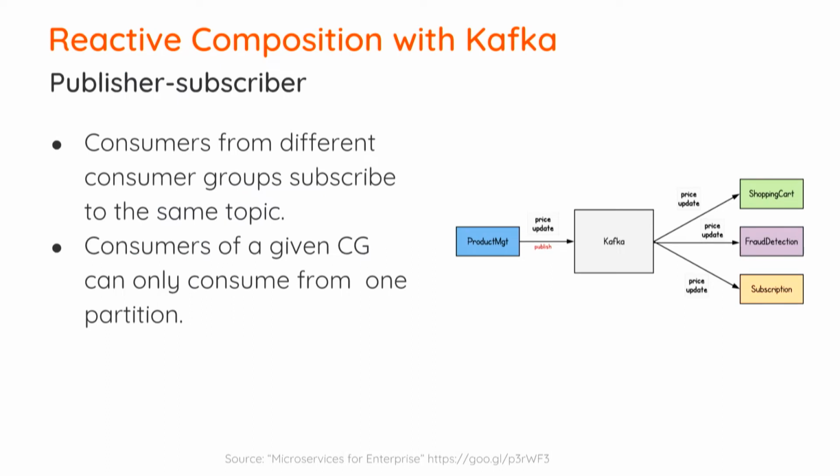The first one is, of course, publisher-subscriber. You have one producer or multiple producers producing messages to a topic, and then you can have multiple consumers from different consumer groups consuming messages from the Kafka broker. This is a very standard, straightforward messaging pattern. Consumers of a given consumer group can only consume from one partition; we don't allow a partition to be shared between members of a given consumer group.